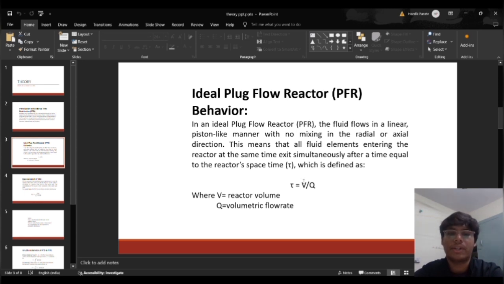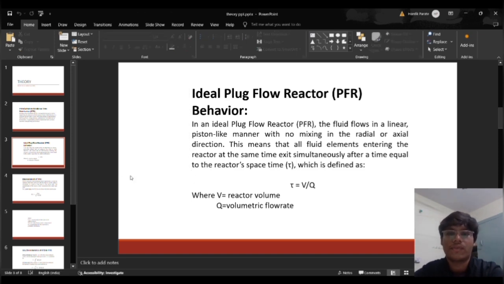Now let's introduce an important term here: space-time, denoted by tau. The space-time is the theoretical amount of time it takes for a fluid element to pass through the entire length of the reactor, and mathematically it's defined as tau equals V by Q. Here, V is the volume of the reactor and Q is the volumetric flow rate of the fluid. For an ideal PFR, this means that every molecule spends exactly tau units of time in the reactor.